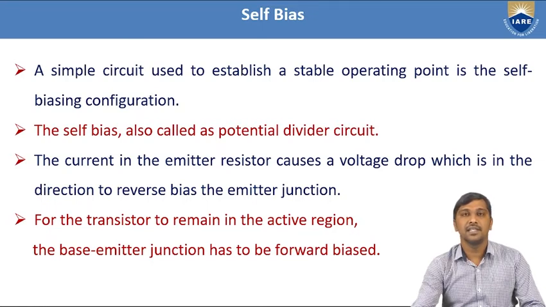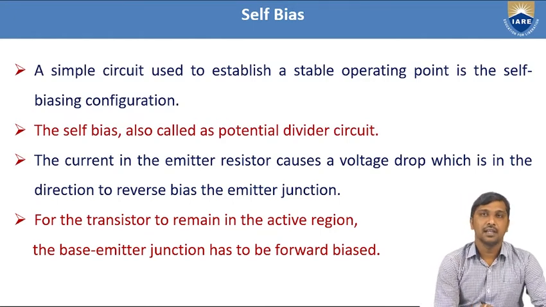To compensate this change in voltage drop across the emitter resistance, we are going to provide a simple biasing method, called the self-biasing method. This biasing method itself compensates the change in collector current. That can be absorbed through the voltage drop across the emitter. Whenever the voltage drop across the emitter changes, simultaneously that should be compensated through this potential divider network. Hence, in this session we are going to discuss it.